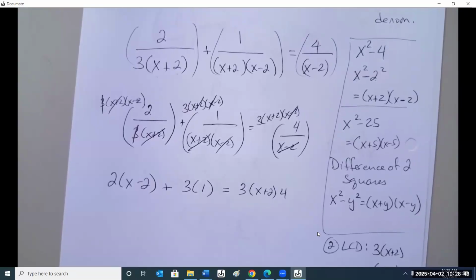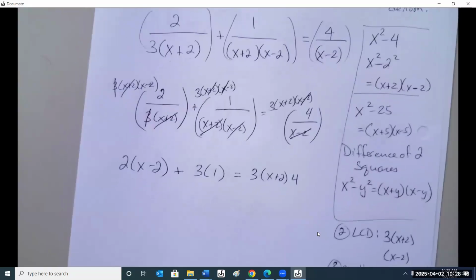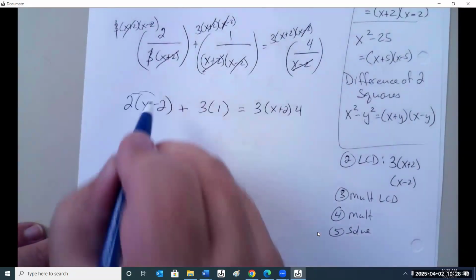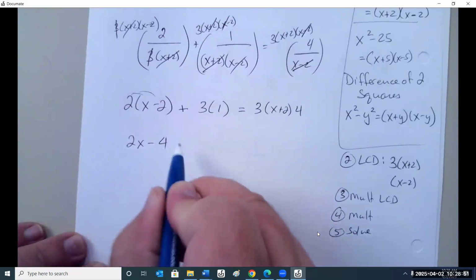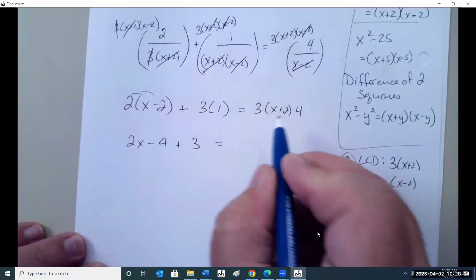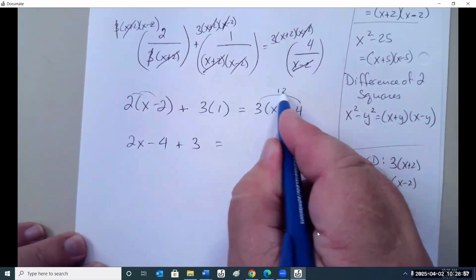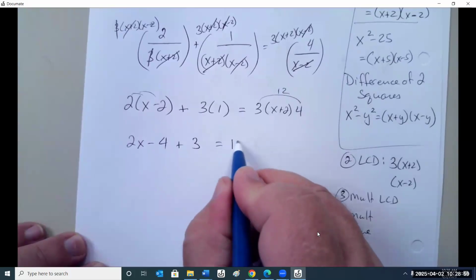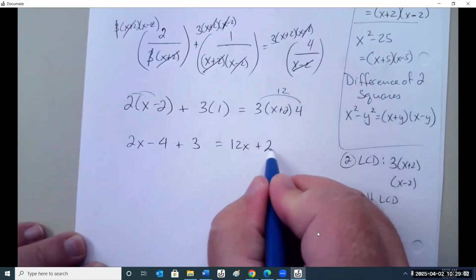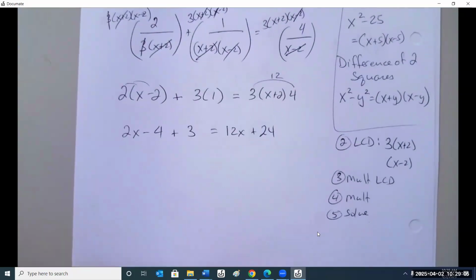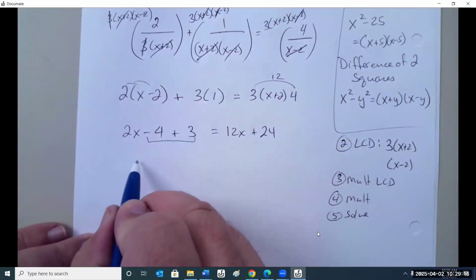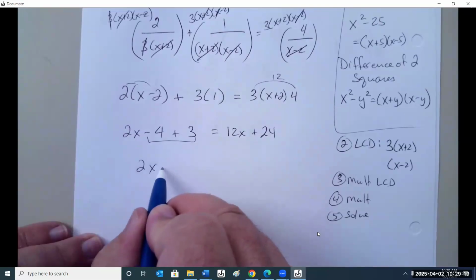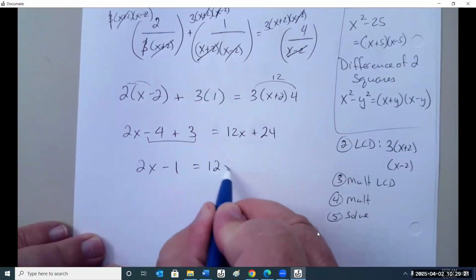Multiply to get rid of parentheses and solve. So we have 2x minus 4 plus 3. 3 times 4 is 12. 12 times x is 12x. 12 times 2 is 24. Combine like terms. Negative 4 plus 3 is negative 1.